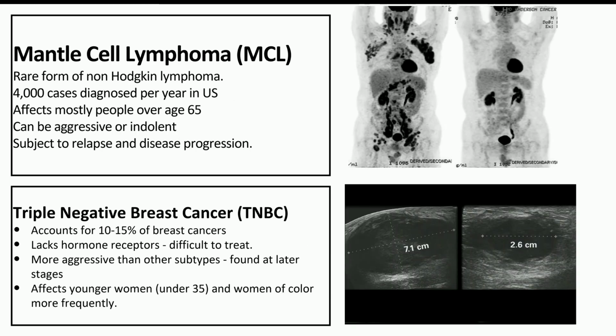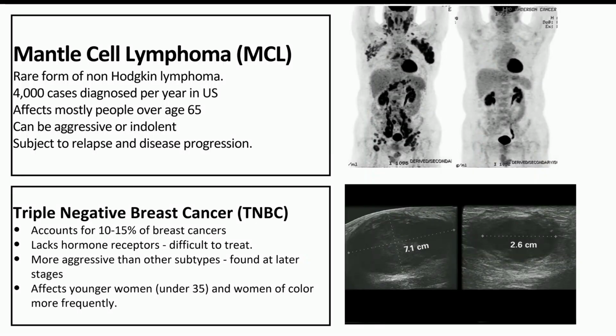So two of the diseases I study, rare diseases, are mantle cell lymphoma, which is a rare form of non-Hodgkin's lymphoma, and there are about 4,000 cases diagnosed in the United States. It can be aggressive or indolent, so the treatment varies depending on the disease type. And the more aggressive type is subject to relapse and then disease progression after several cycles of treatment.